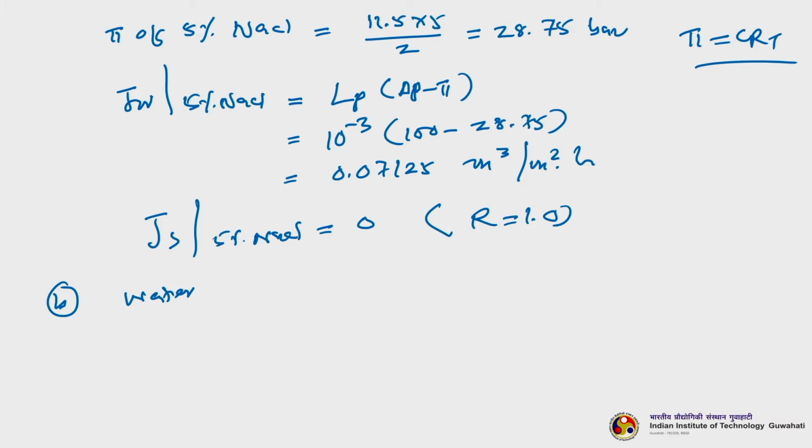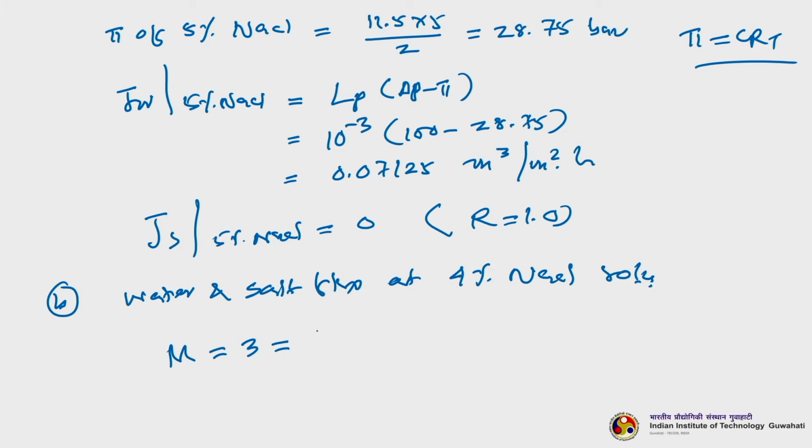So, let us see the water and salt flux at 5% NaCl solution. Here, the concentration polarization M is given as Cm by Cb, which is 3. So, you can calculate Cm: Cm equals 3 into Cb. Cb is given as 4% sodium chloride, so here Cm is 12%.